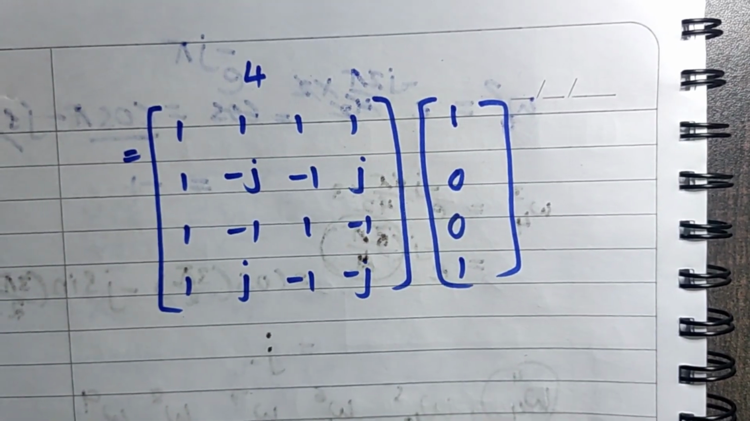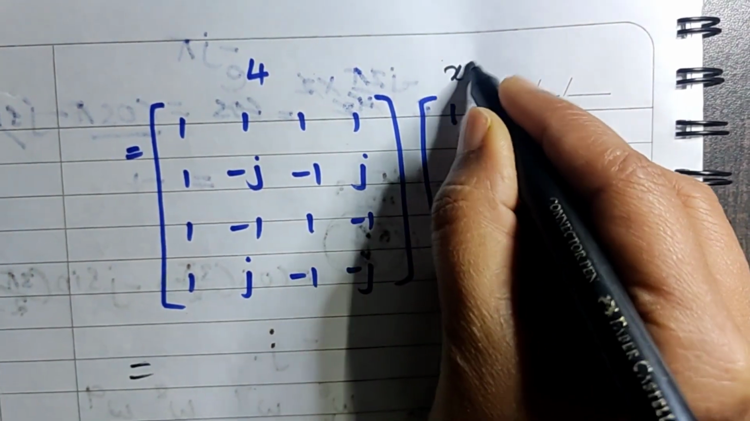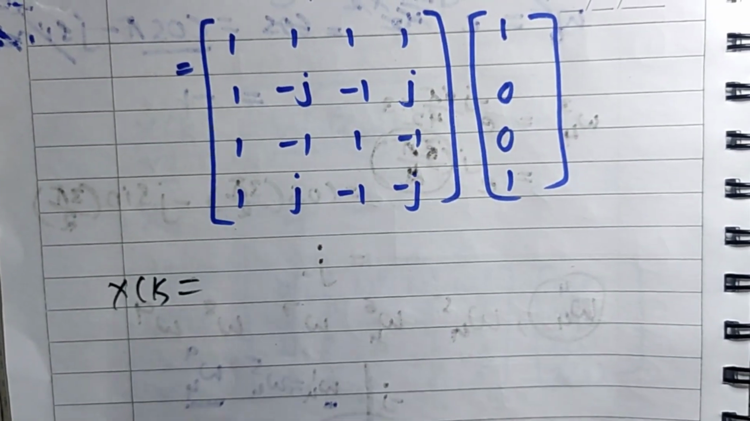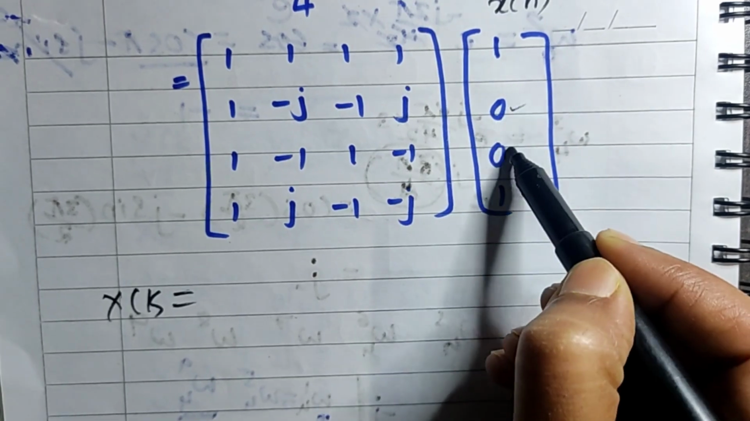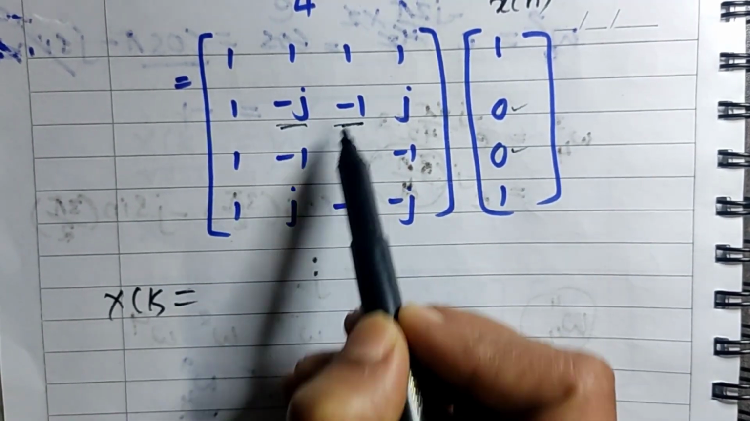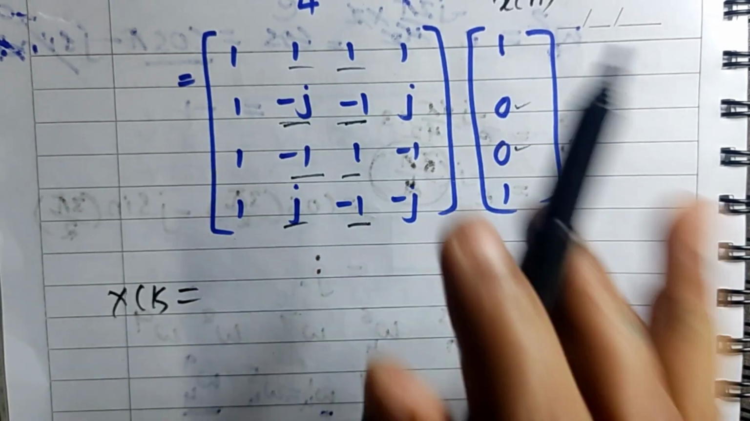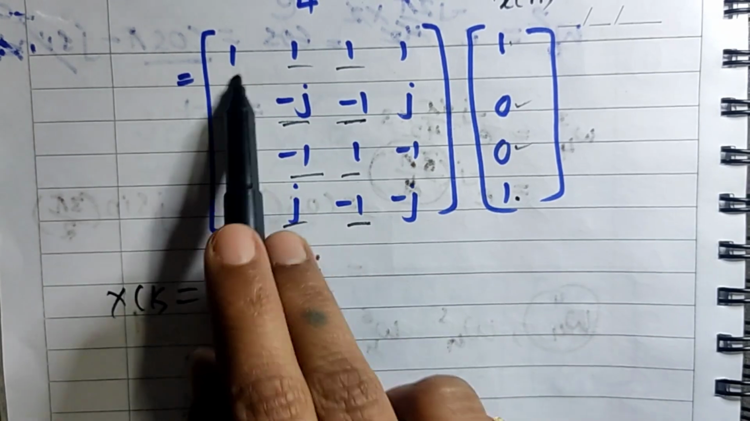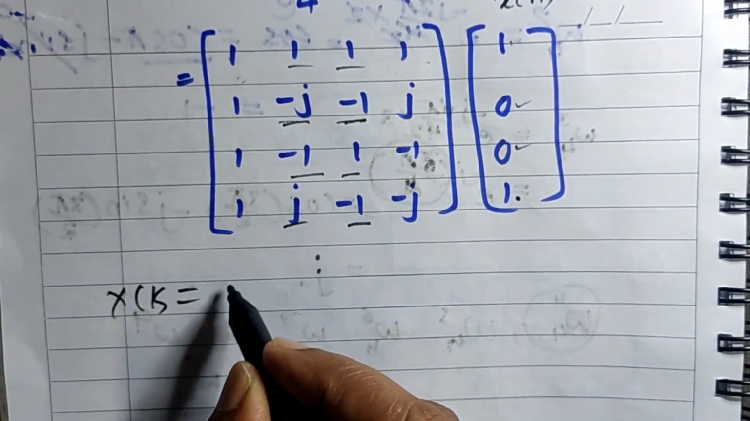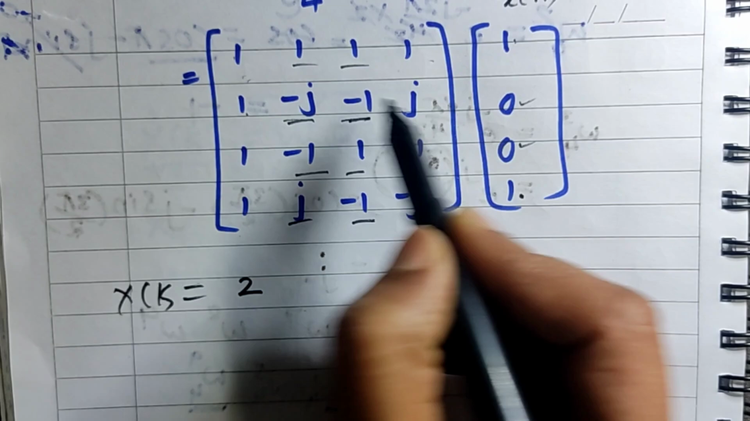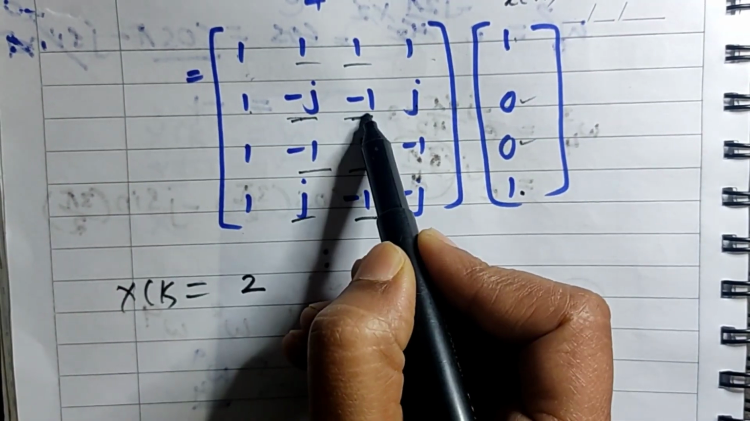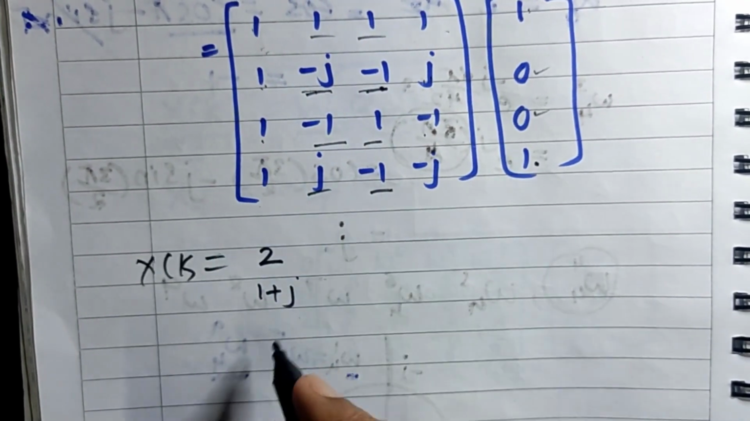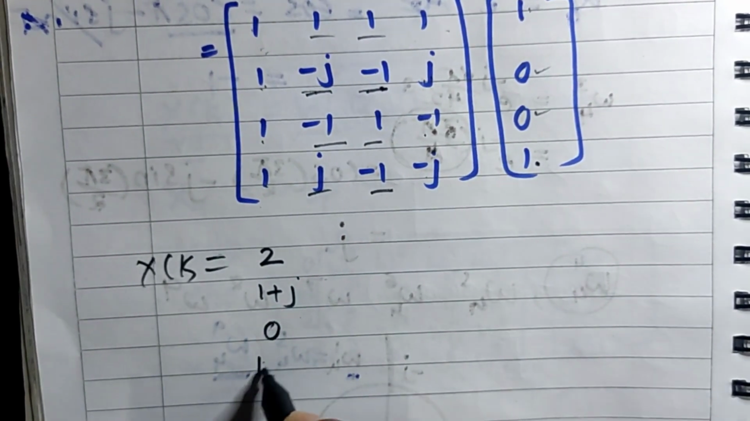If we consider this sequence as x of n, then x of k will be, just observe, we can multiply it. The second and third elements are not going to be involved. It means only the first and last column you have to take care of. So this is 1 plus 1, which is 2, and these two are anyhow going to be 0. 1 plus j, right? Directly you can write. So 1 minus 1, which is 0, and 1 minus j.